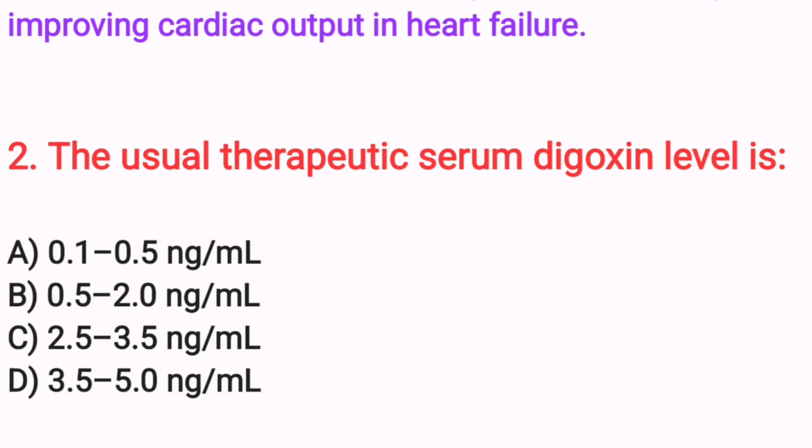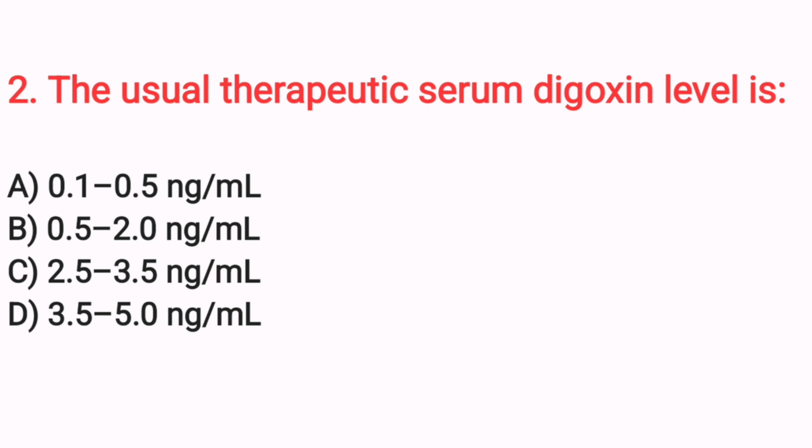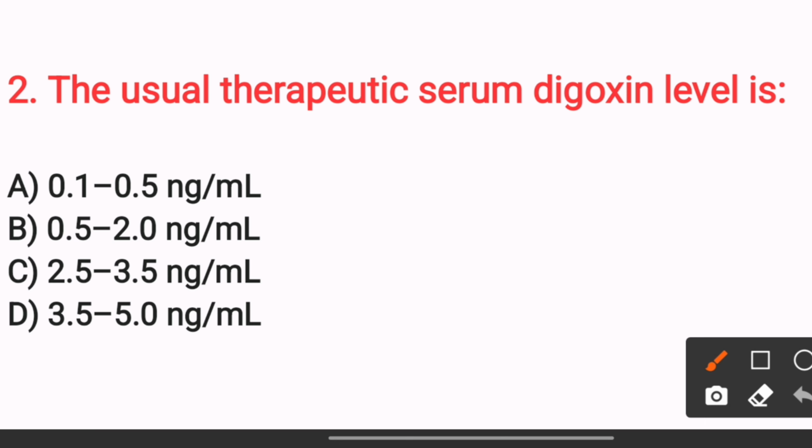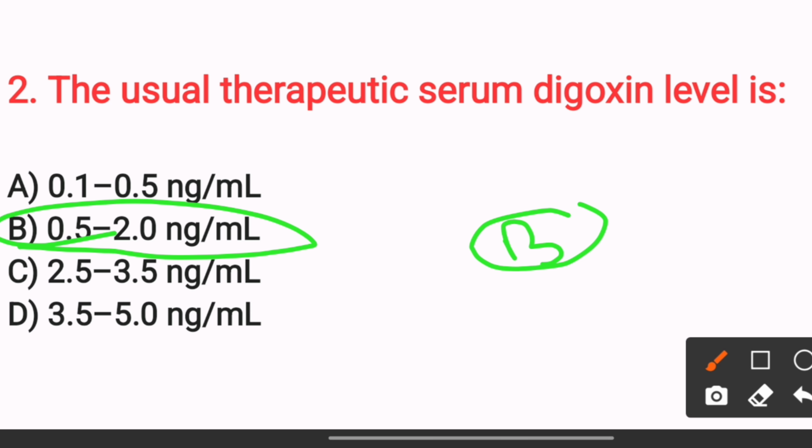Next, the usual therapeutic serum digoxin level is: option A, 0.1 to 0.5 ng per ml. Option B, 0.5 to 2 ng per ml. Option C, 2.5 to 3.5 ng per ml. Option D, 3.5 to 5 ng per ml. The answer is option B, 0.5 to 2.0 ng per ml.